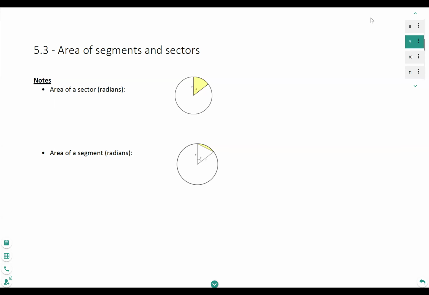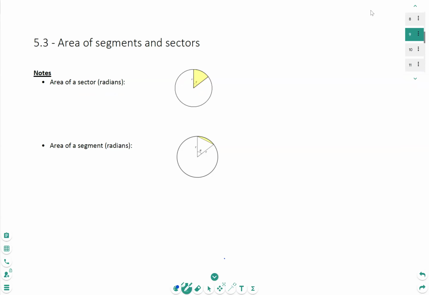Another formula to remember: the area of a sector and of a segment. A sector is part of a circle connected to the center. A segment is the part where we take away the triangle. The area of a sector, which you have to remember, is A equals half r squared theta. And the area of the segment is this part.